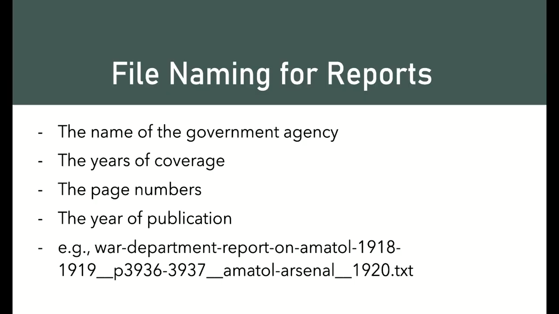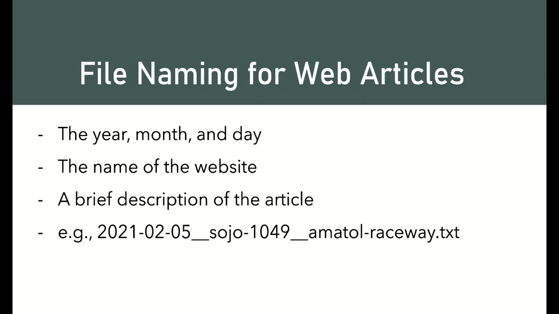For reports, file names would include the name of the government agency, the topic, years of coverage, page numbers, and year of publication. War Department report on Hamilton 1918, pages 2000, Hamilton Arsenal, and the year was 1920. For web articles, file names would include the date, website name, and a brief description of the article. The date, followed by the website name, as you can see, Joe 104.9 and Hamilton Raceway.